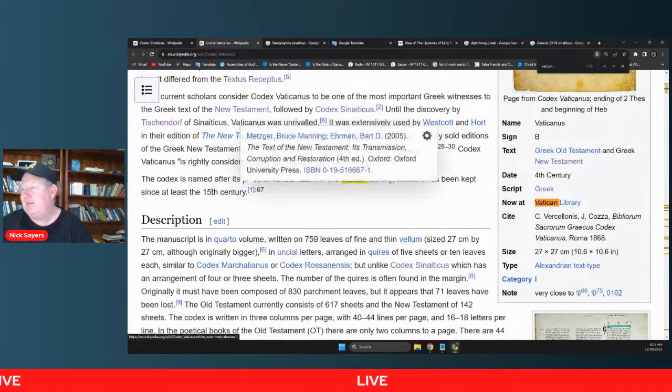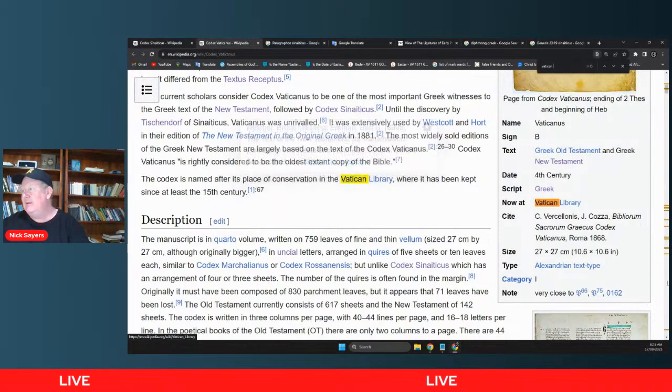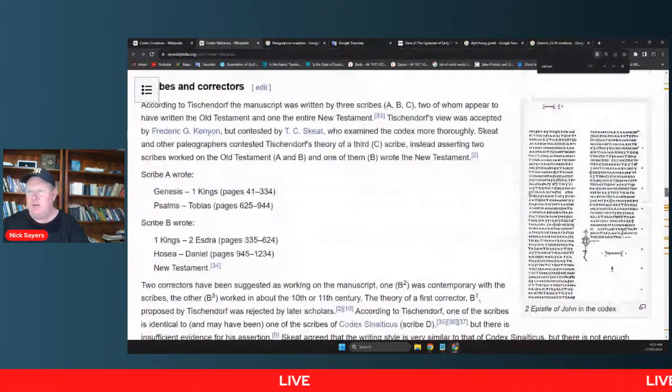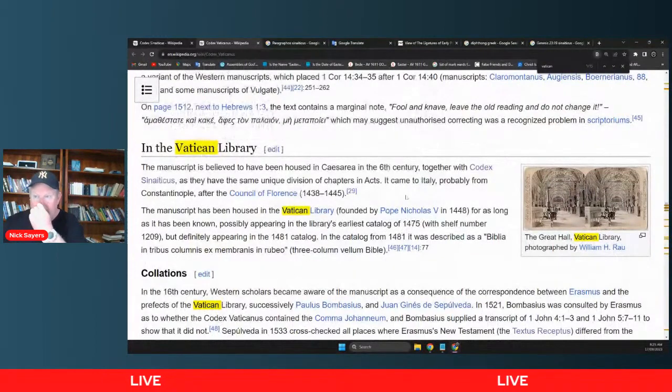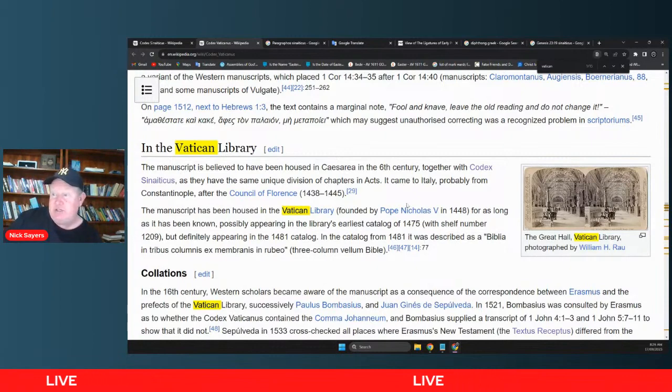where it has been kept from at least the 15th century, they're saying. Okay, so that's Metzger and Ehrman. Let's go down here. The Vatican Library. The manuscript is believed to have been housed in Caesarea in the 6th century together with Codex Sinaiticus. So there's a myth that they've been together. Okay. That's revisionism for you. As they have the same unique division of chapters in Acts. It came to Italy probably from Constantinople after the Council of Florence.